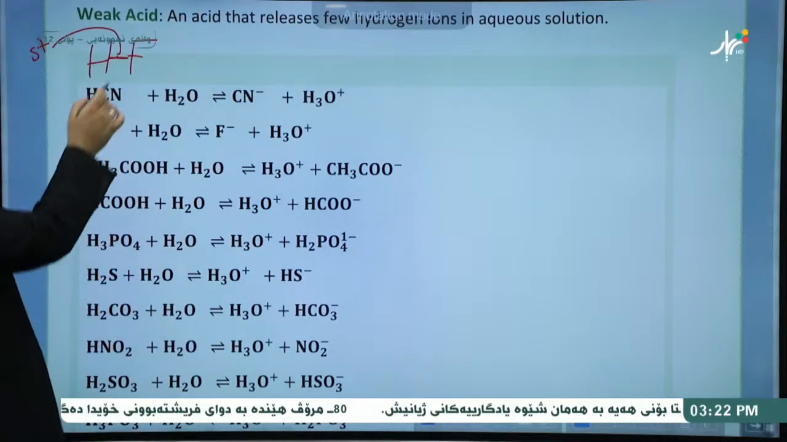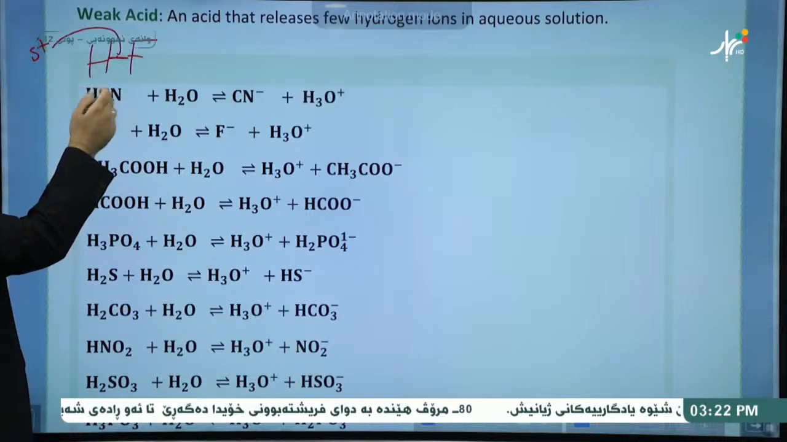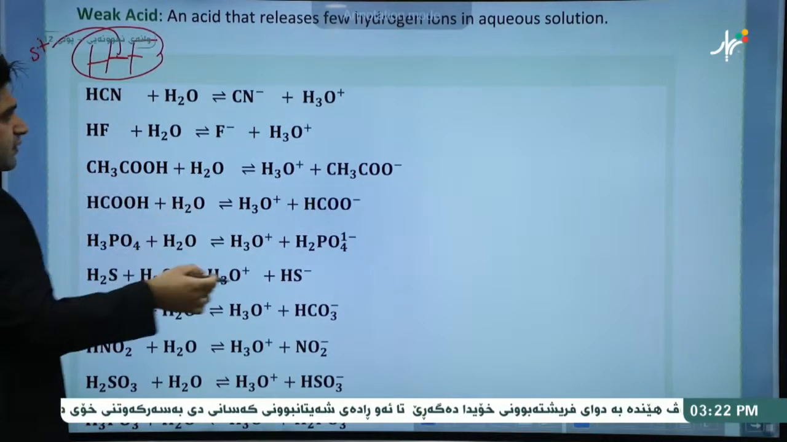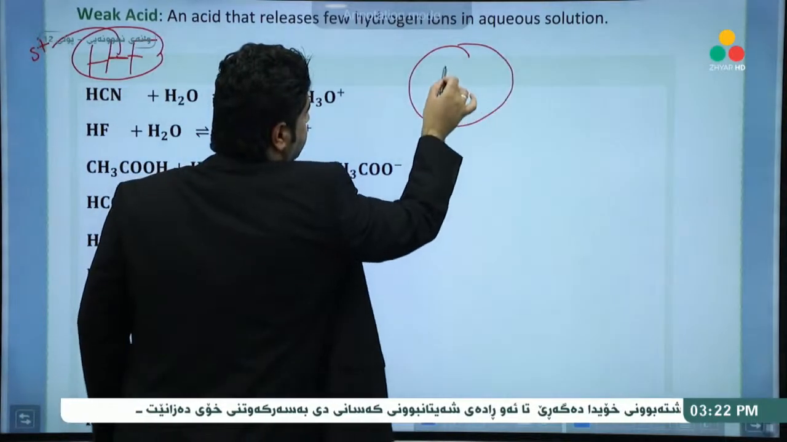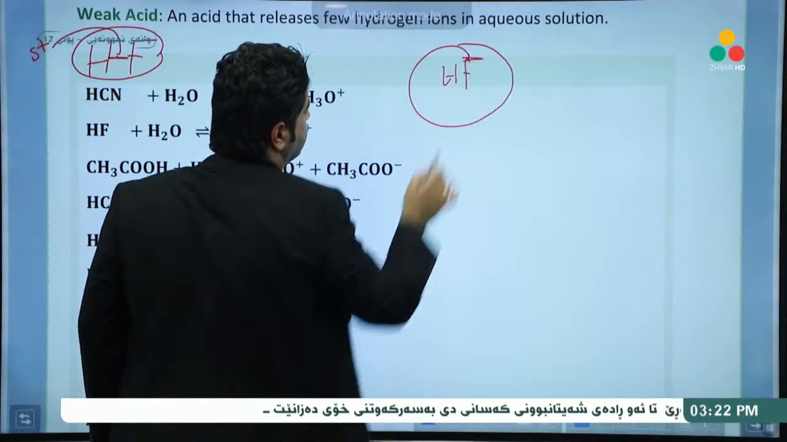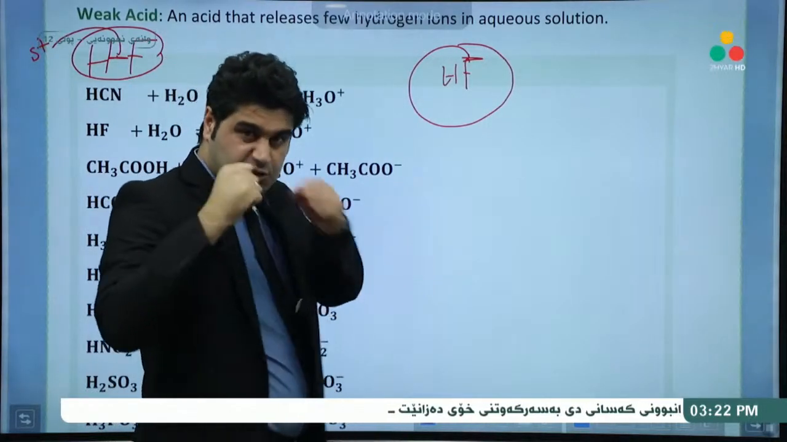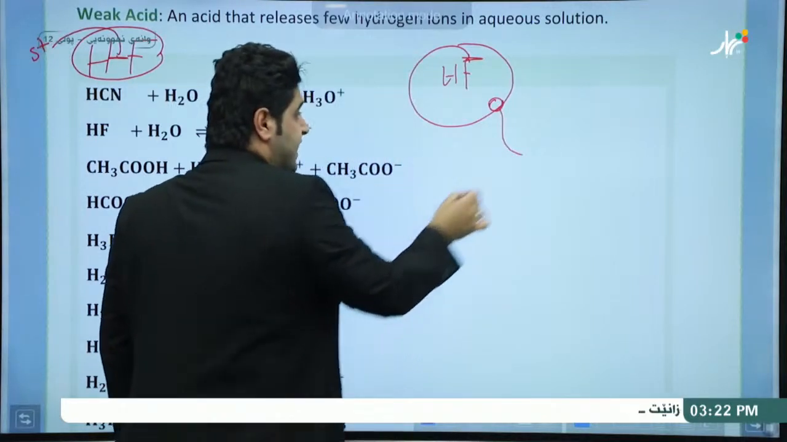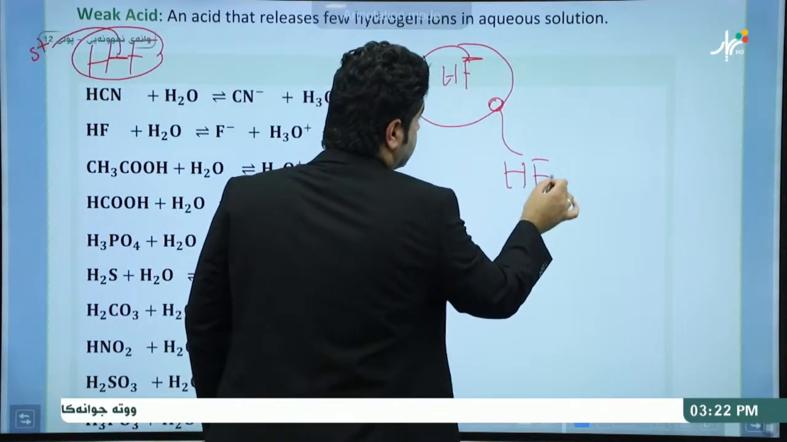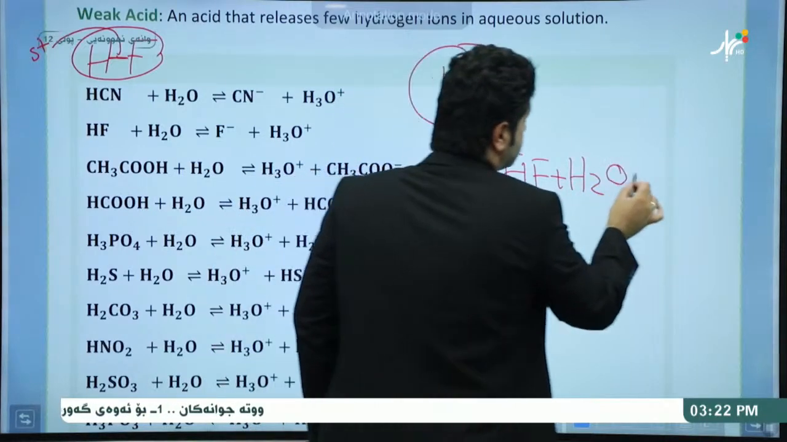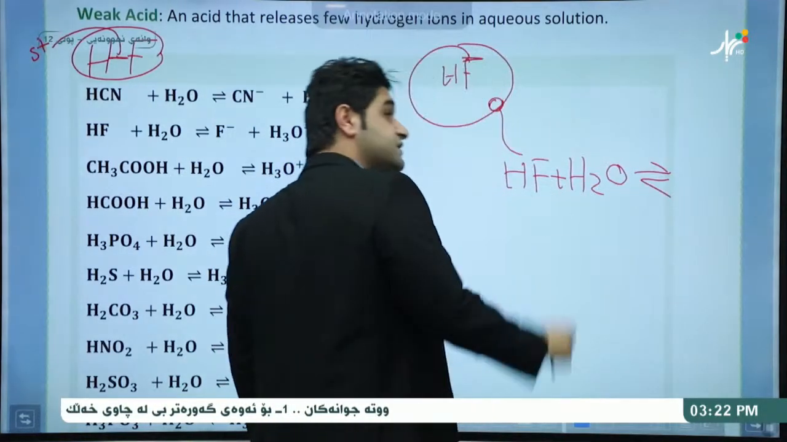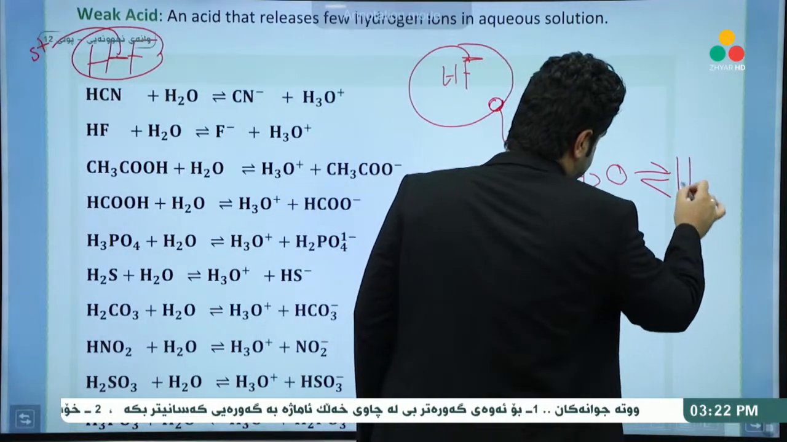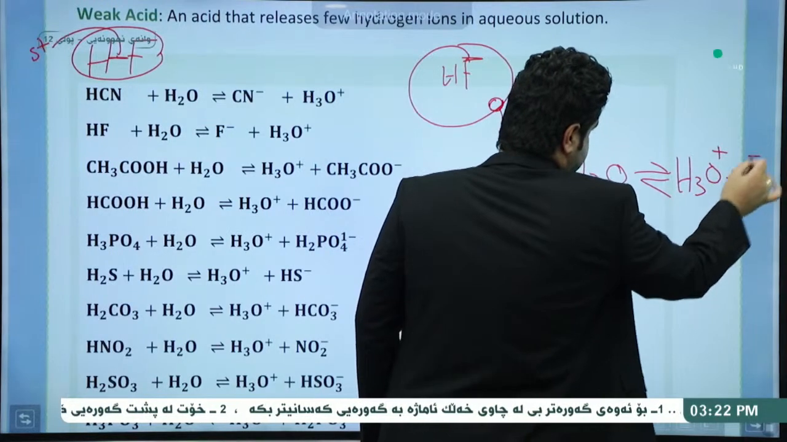But here, because we have a very strong bond, it will ionize only by a small quantity. For example, we have this amount of HF. Because it is a weak electrolyte, it has a strong bond, so only a small amount will be ionized. HF plus H2O produces, look, I'm using a double arrow because it is a weak electrolyte, H3O+ and F-.